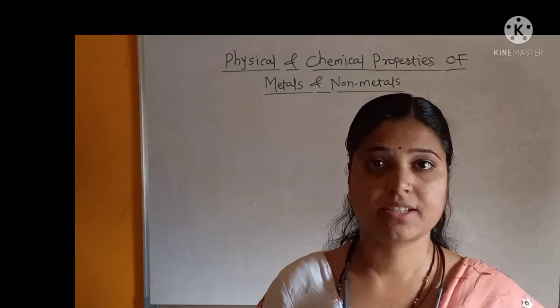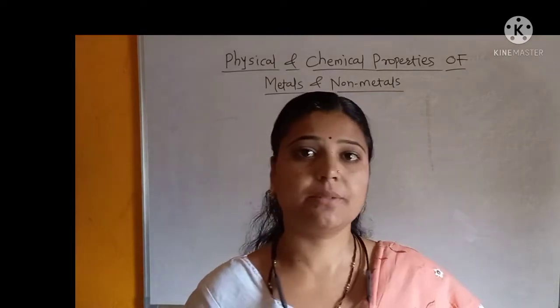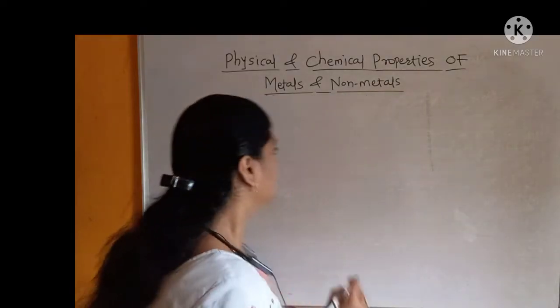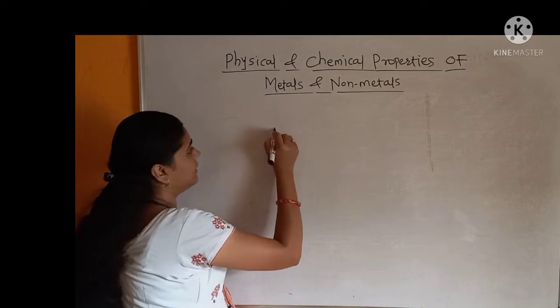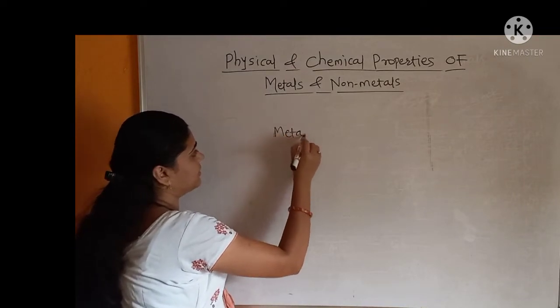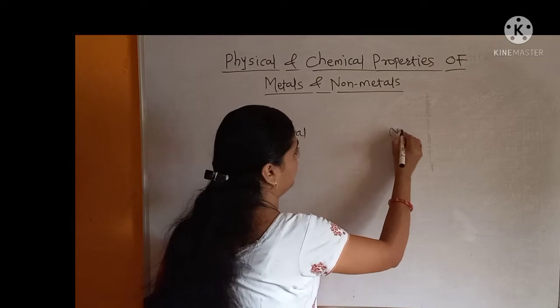Firstly we see the physical properties of metals and non-metals. This is the metal, and we make a table to distinguish it from the non-metal.